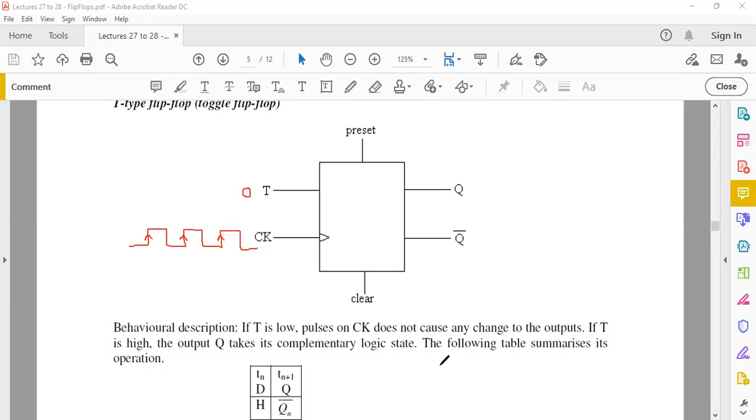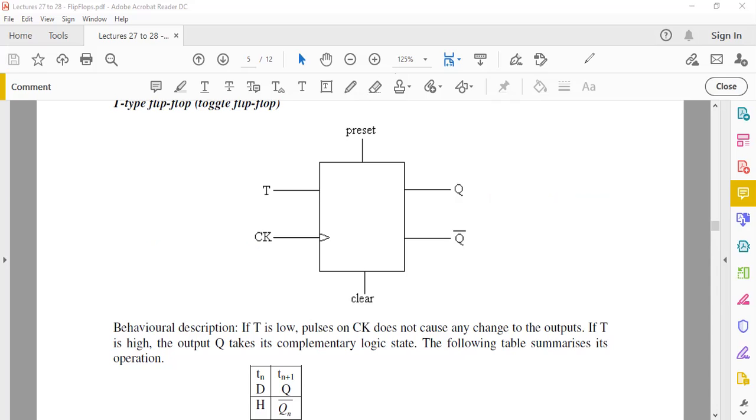Next, it's saying if you make your T high, then the output Q takes its complementary logic state. So if your T is high, and let's say you start with Q equal to 0, for every rising edge you have here, Q is going to toggle. It's going to become 1 for this rising edge, as long as T is high, of course. And then at this rising edge, this is going to become 0. At this rising edge it's going to become 1. So it means Q takes a complementary state, or the opposite state, whenever you have the rising edges, provided T is high.